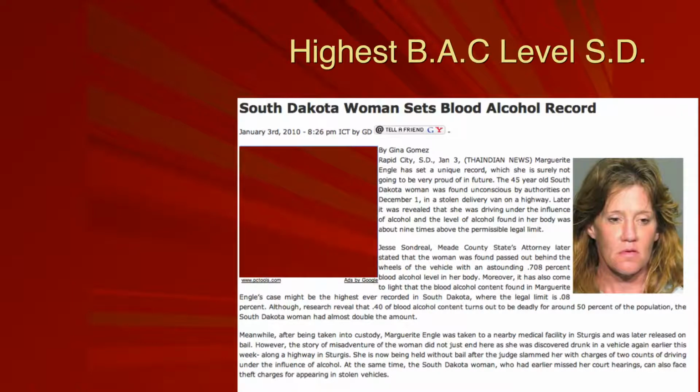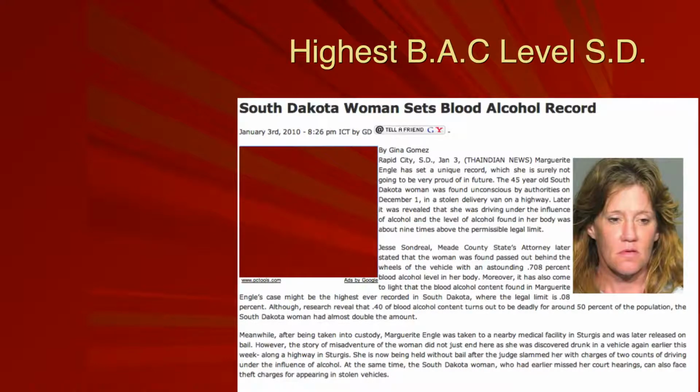This woman has the highest record that I could find. And if you take a look at the second paragraph, I think it's the second sentence, her BAC level, most everybody would be dead. Hers was registered at a 0.708. That is the highest I've ever seen. Now, she was passed out in a car, and so I don't think she was actually driving, but she did get there. She got to wherever the car was. It was a stolen vehicle.